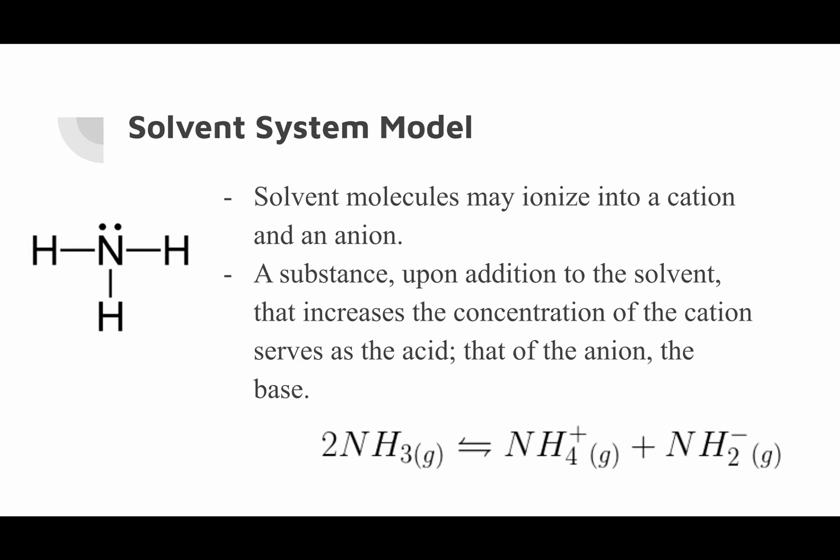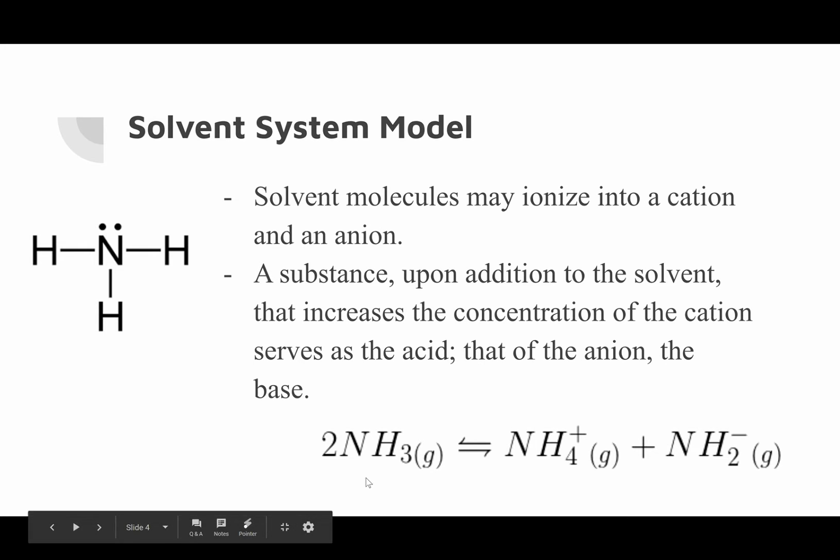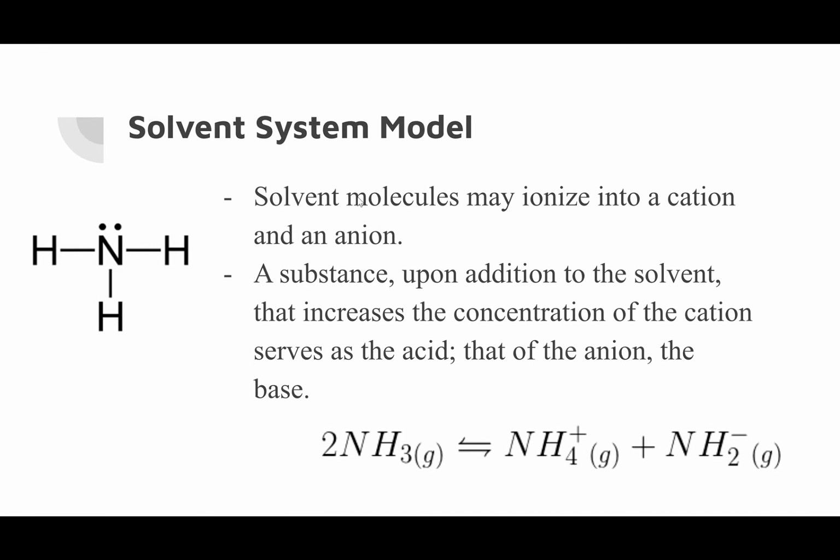The first premise is that there has to be a solvent molecule that can ionize into a cation and an anion. As we talked about earlier, water is definitely one of the possible solvents. And another solvent may be ammonia, right? So when you have two gaseous ammonia molecules, they may dissociate into an ammonium and also an azanide ion. And so in this sense, it is a solvent system solvent.